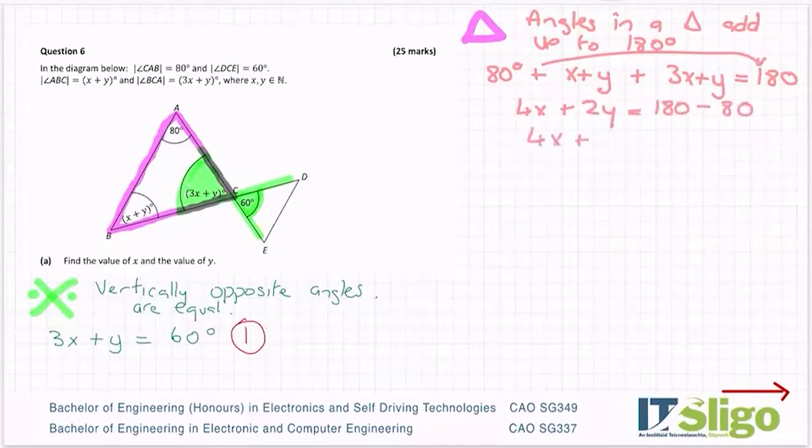So I have 4x plus 2y being equal to 100. And that to me now looks like it's in its simplest form. Can't do a whole pile more with that. So there goes my number 2 around it. Okay, and there's my set of simultaneous equations.